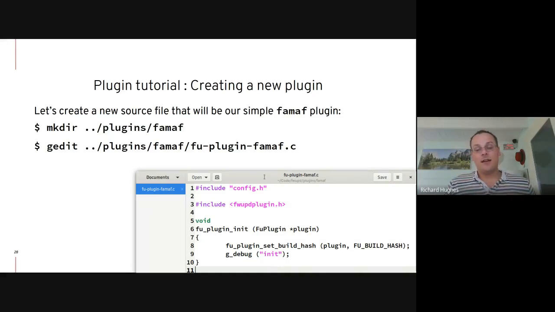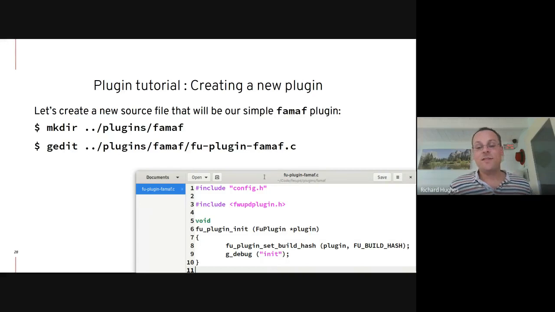Next line, include fwupdplugin.h. This is something that the project itself defines. This is like a master header, and from this header file you then include lots of other header files. The actual details of that are unimportant, but it's basically something that all plugins need to include. And if you have a project that's designed to run plugins, it's going to have something very similar to this, some sort of top-level header that you have to import. And then you can see this is C, so it's a void function, returns nothing.